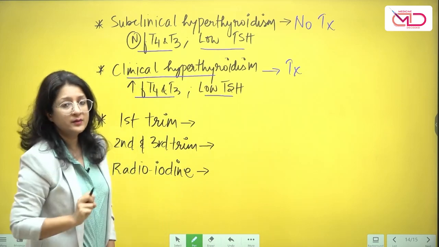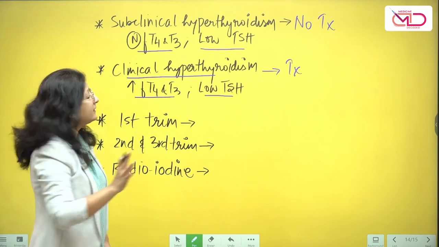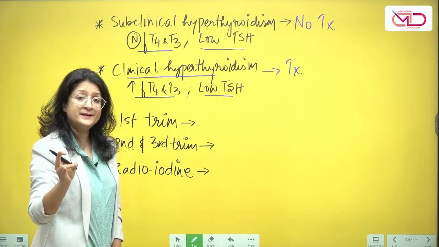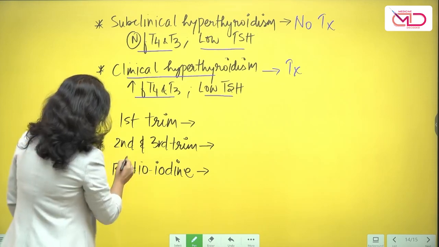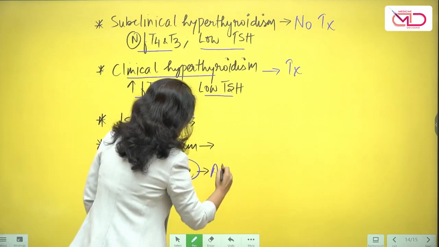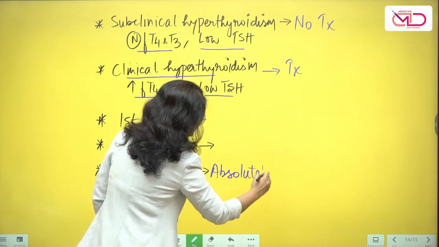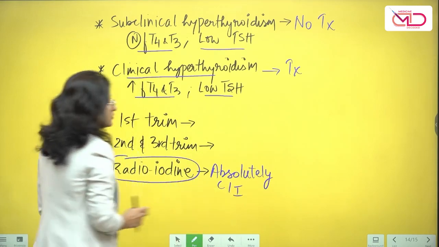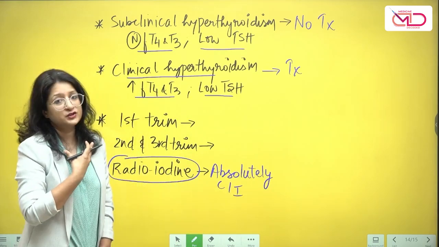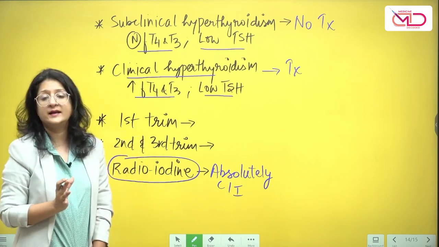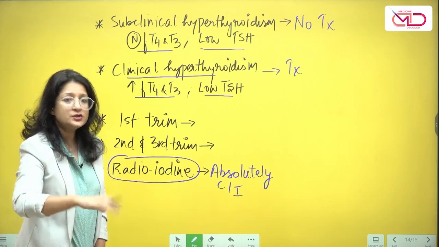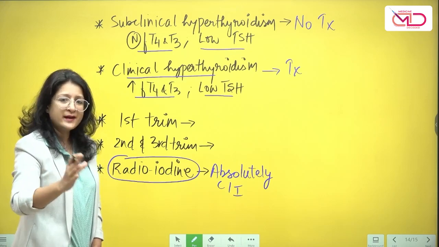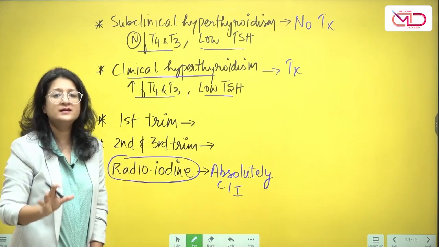Regarding the treatment modalities, there are various types for hyperthyroidism: drugs, radioiodine, even surgery. Radioiodine is absolutely contraindicated because it will lead to harmful effects in the fetus also. It will lead to fetal thyroid gland ablation. So this is absolutely contraindicated during pregnancy. Thyroid surgery, if required, can be done for the mother in the second trimester, but preference is definitely given to medical treatment first.